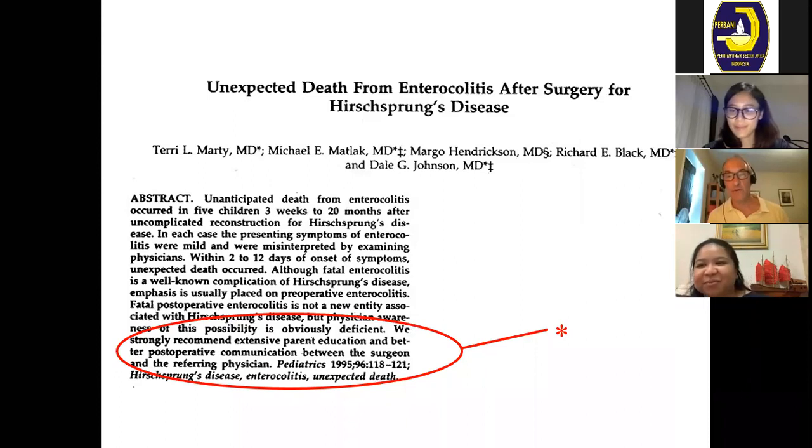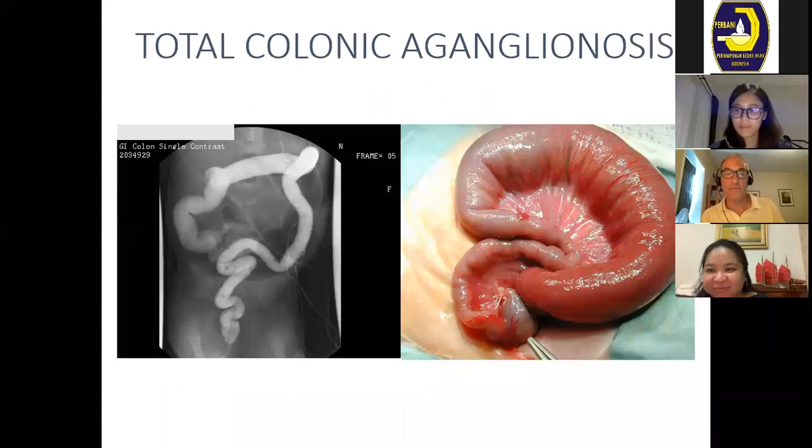So we will not send the kid home from the hospital without teaching the parents how to do irrigations and teaching them about the symptoms of enterocolitis so they can start the irrigations right away.